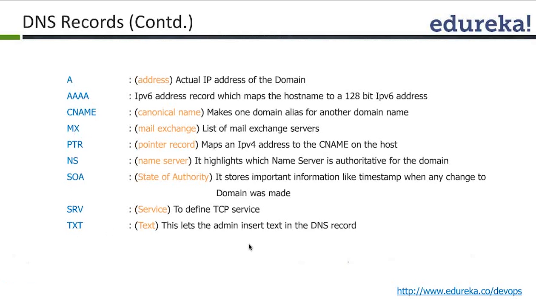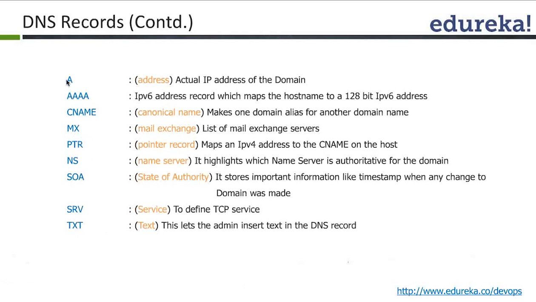So I told you there are 5 files. Now the file which is often updated is called your forward zone file and reverse zone file. What is a forward zone file? A forward zone file contains name to IP, and reverse zone contains IP to name. But when you're creating these records, we have to specify what kind of record it is.